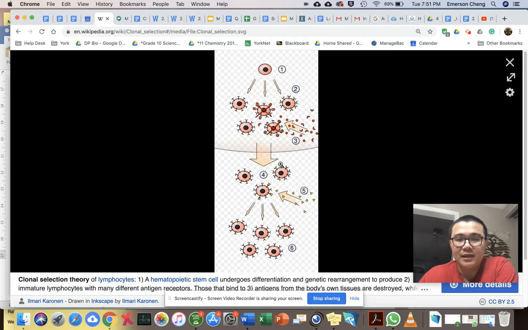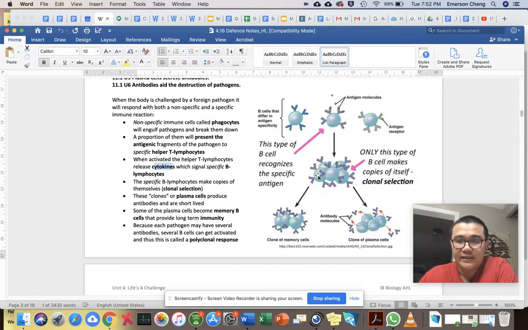So now you have these B lymphocytes. Now, imagine you have helper T cells, and only this particular kind that is specific to the foreign antigen will activate the B cell. Hence, this becomes clonal selection. It creates clones of itself. Some will make memory B cells. Some will make plasma cells.